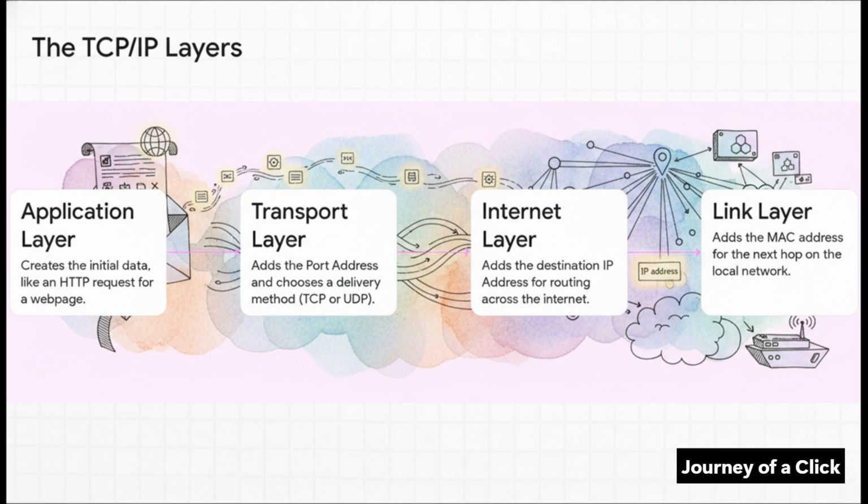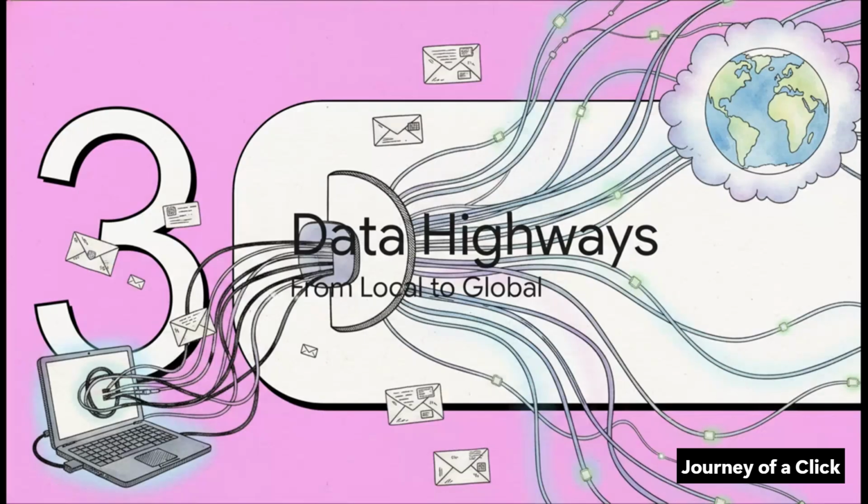Then it moves down to the transport layer, which slaps on the port number. Next, the internet layer adds the big one, the destination IP address. And finally, the link layer adds the MAC address for the very next stop on the journey. And just like that, our little package is fully addressed and ready to go. So our little data packet is perfectly addressed, perfectly packaged, and ready to roll.